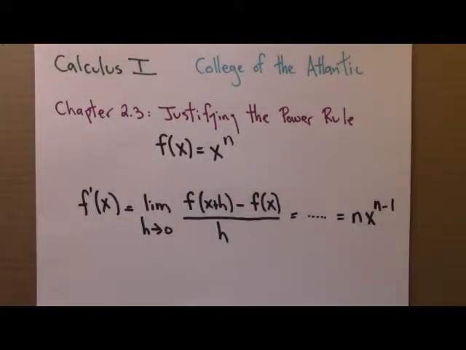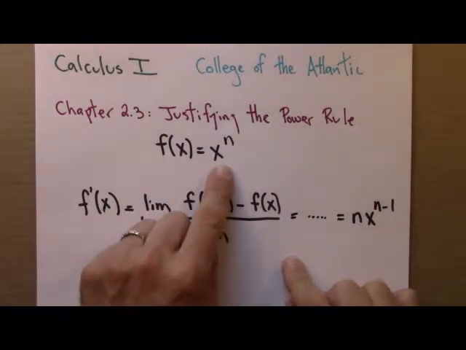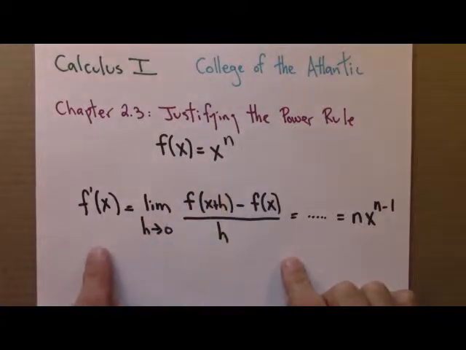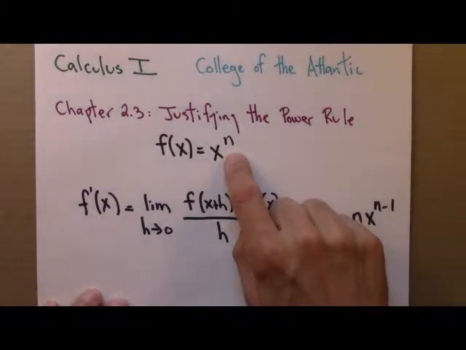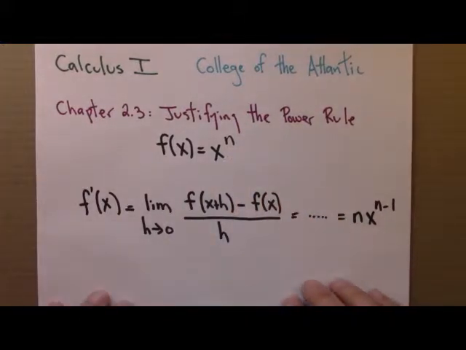In class and in the homework, you've been using the power rule to find derivatives of power functions, x to the n. The power rule for derivatives says that the derivative of x to the n is nx to the n minus 1. This is a great formula, it's easy to use, and it works for any n, and you'll use it lots and lots in the next parts of the course.